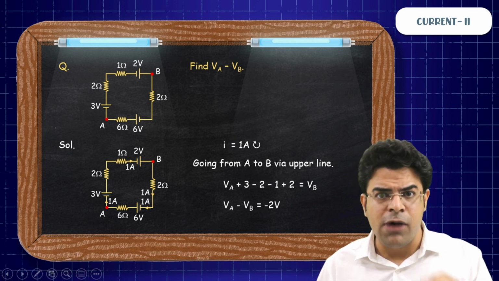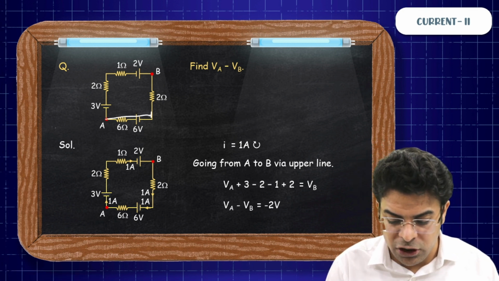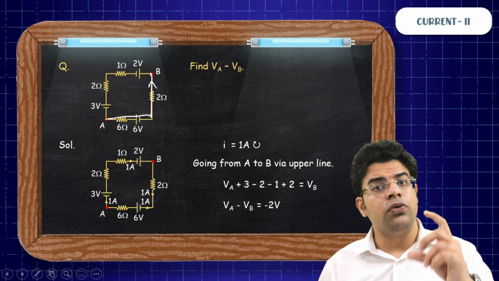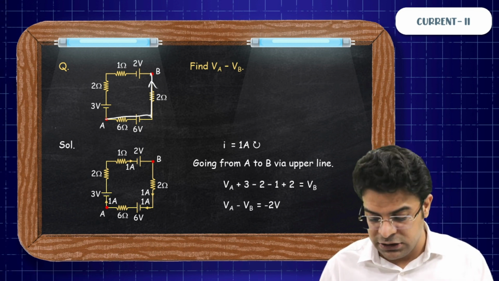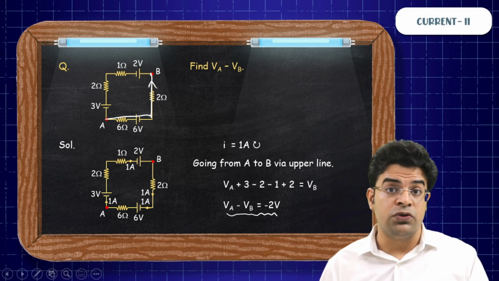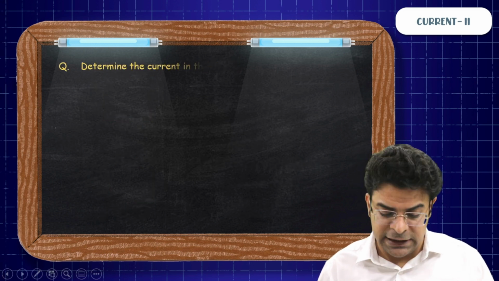You will get the same answer if you go from A to B via the lower line. Try to do that as well, and you should get the same answer, that VA minus VB equals minus 2 volt. Now let's see the next example.